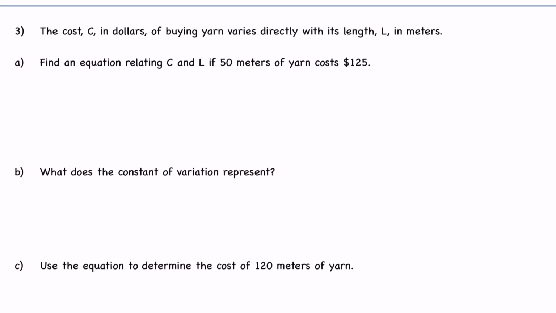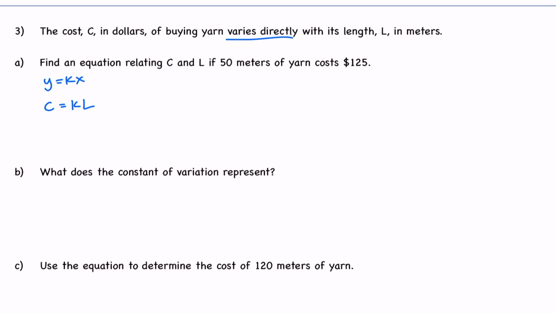Question 3 says the cost C in dollars of buying yarn varies directly with its length L in meters. Part A says to find an equation relating C and L if 50 meters of yarn costs $125. So if it varies directly, we know it follows the equation y equals kx. In this instance, it's our cost that depends on the length of yarn that we buy. So our cost is going to be our dependent variable, and our length is going to be our independent variable.